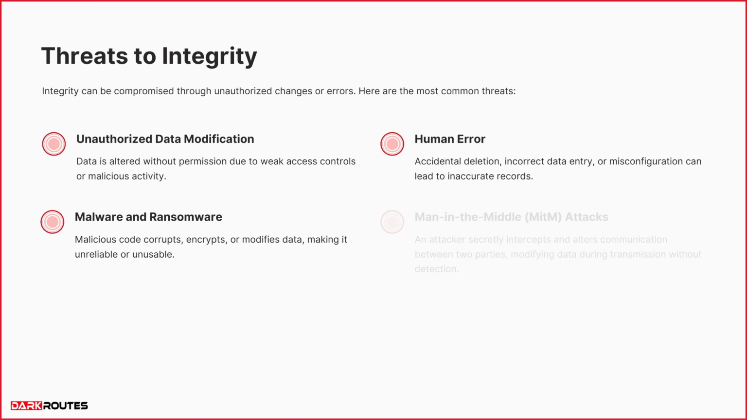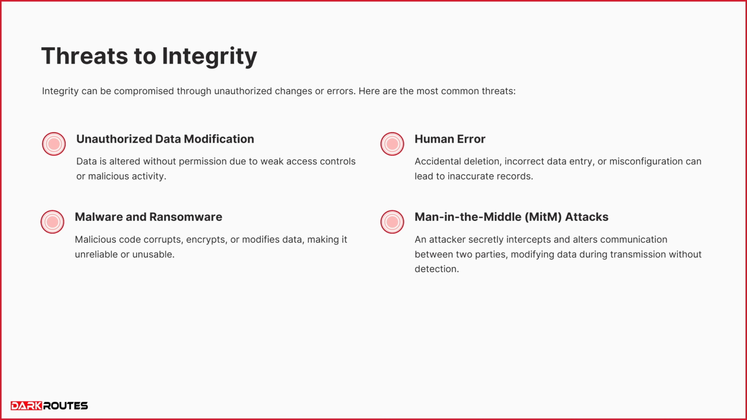Next, we have man-in-the-middle attacks. In man-in-the-middle attacks, an attacker intercepts the communication between systems and alters the data during transit. For example, if you send a file or transaction request, an attacker could modify its content before it reaches the destination, without either side even realizing it.